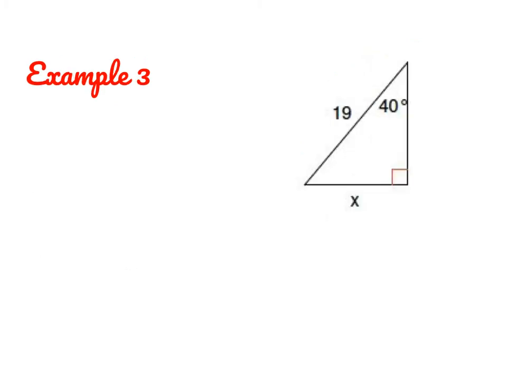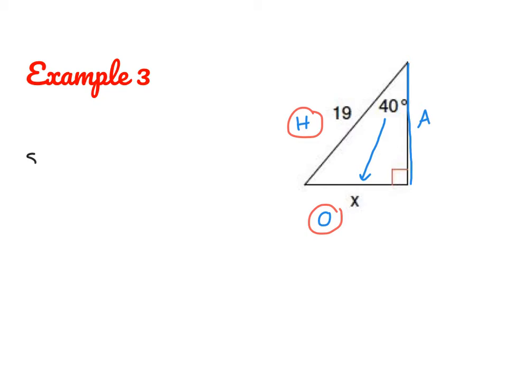All right, in this last example, let's mark up our triangle again. We're working with 40 degrees. So this is going to be our opposite side. This is our adjacent side, and this is our hypotenuse. The two things that we'll be working with are opposite and hypotenuse.